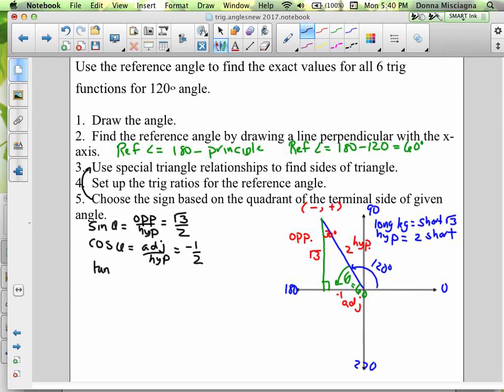Tangent is opposite over adjacent, and that's going to be the square root of 3 divided by -1. That's just negative square root of 3. We can simplify that.